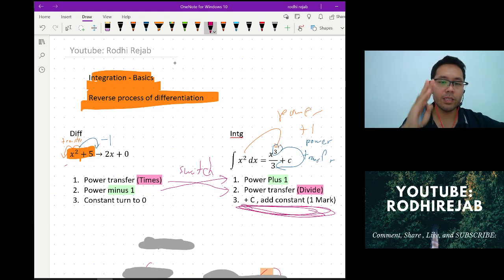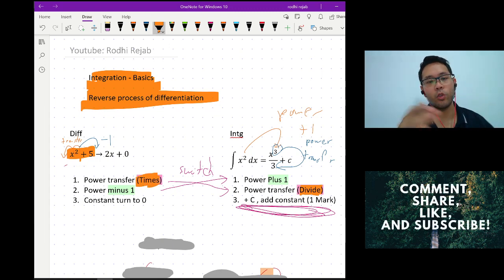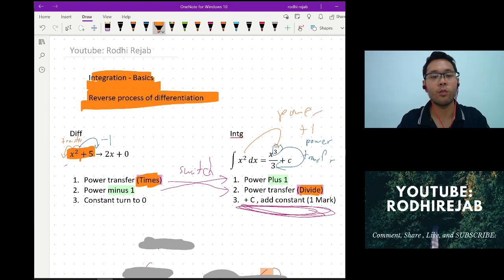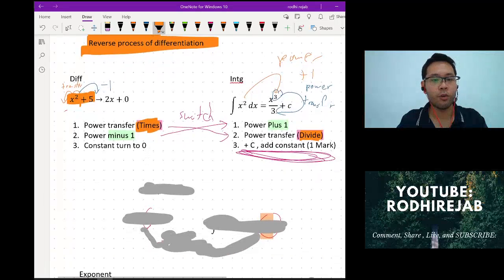And remember this way: the transfer for integration is divide, while the transfer for differentiation is times. I want you to know the difference, because you might get confused, and I did get confused when I was a student. In fact, I only got these things clear when I was around 23 years old, so it took me a long time. Right, so let's go on.